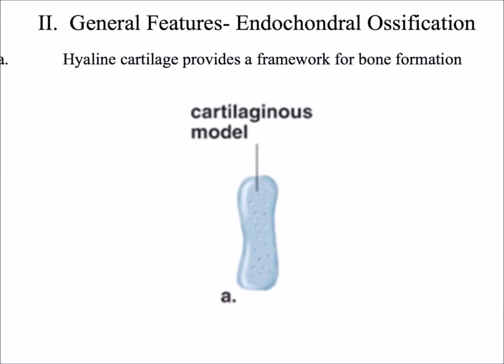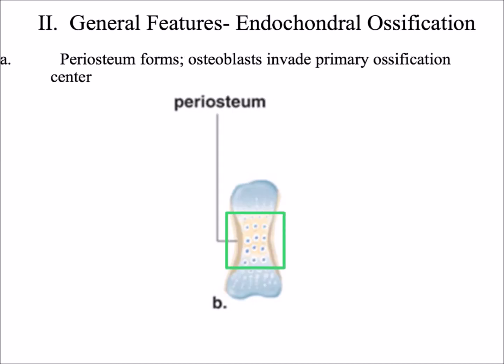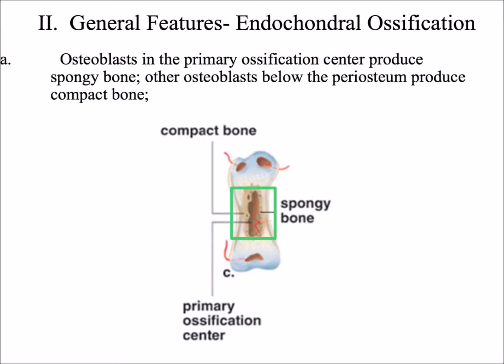So the first thing that you need is a cartilage model. This cartilage model, again, will provide a framework. At the center of this cartilage model, cells will spontaneously change into osteoblasts. So within the diaphysis, osteoblasts begin laying down bone. The center is called the primary ossification center, right? So in the middle of the diaphysis, osteoblasts begin replacing cartilage with bone.